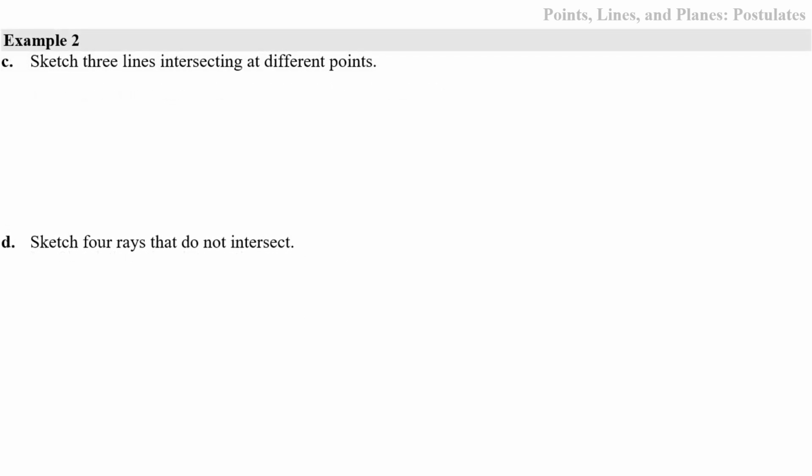For example C, it says sketch 3 lines intersecting at different points. So now, same thing, but instead of intersecting at one point, we're going to intersect at different points. If I do 2 lines going like that, my third line cannot cross through there because then it's going to intersect at one point. So I can just draw a random third line like that, and these 3 lines intersect at these 3 points, which are different. So that's basically all you have to do right there.